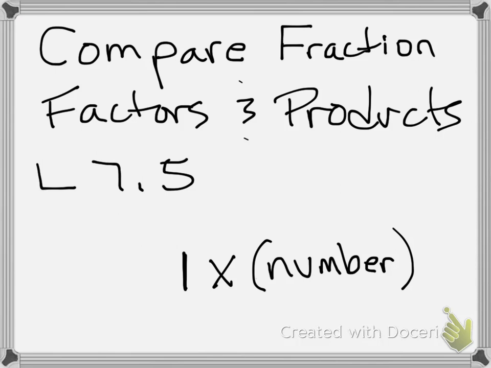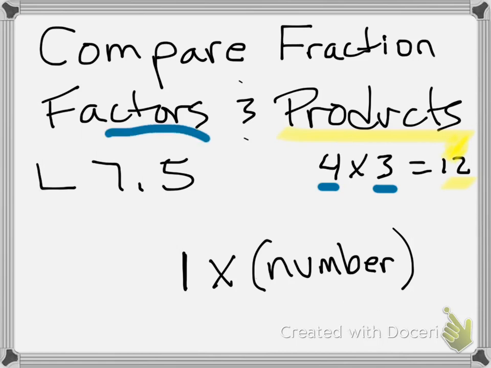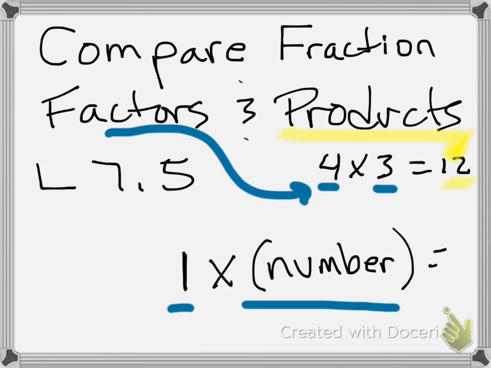Now let's review real quick what a factor is. If I have 4 times 3 equals 12, I've got my factors right here, the numbers that I multiply together. And then I have my product right here. Factors are multiplied. The product's the answer. So using these, we're going to look at our factors and the answer and see if we notice any patterns.